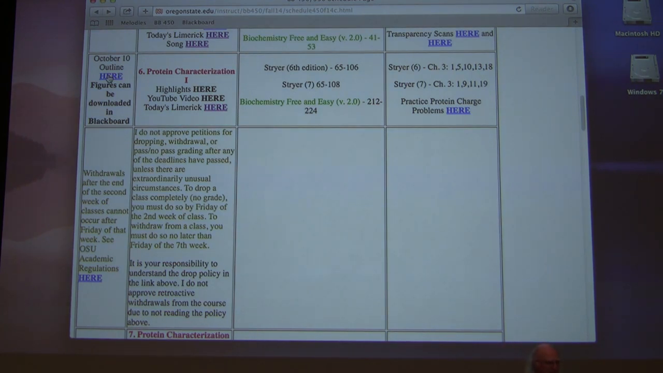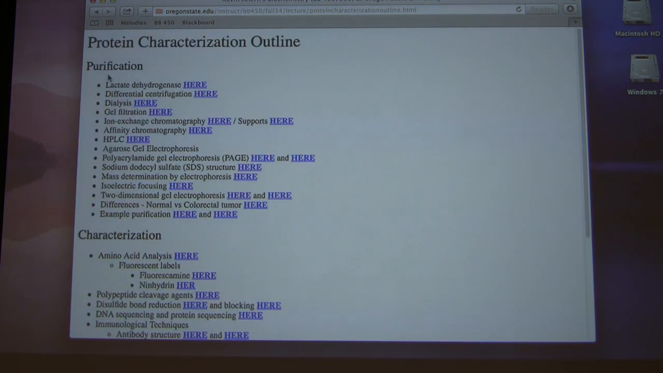We turn our attention now to the application of knowledge about proteins to their purification. And when we talk about purification here, we're not talking about spiritual purification. We are talking about their isolation. Okay? All right, their isolation.